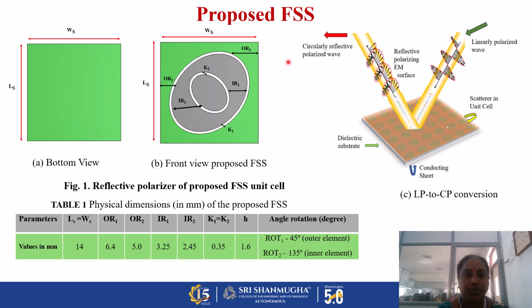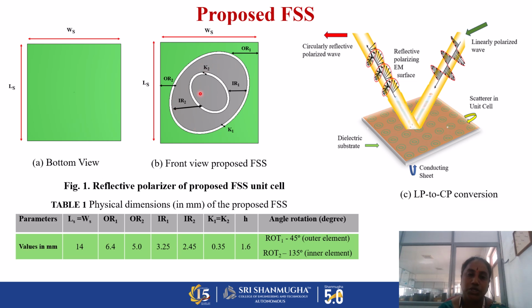Next, this is the proposed FSS design. First this is the bottom view, and next this is the front view. This is the back bottom view, and next the front view is designed, that is the proposed FSS. Here we designed an elliptical FSS. So this is our elliptical FSS. It consists of two layers, an inner layer and an outer layer.